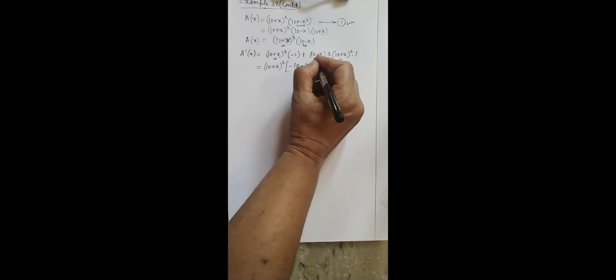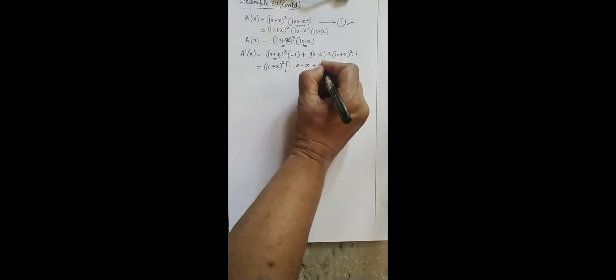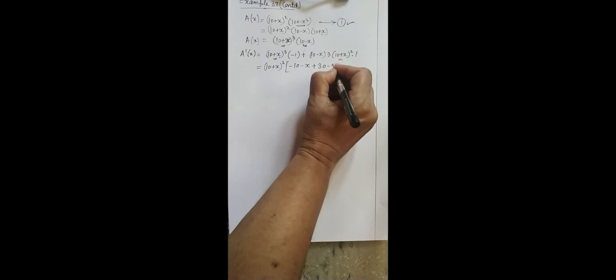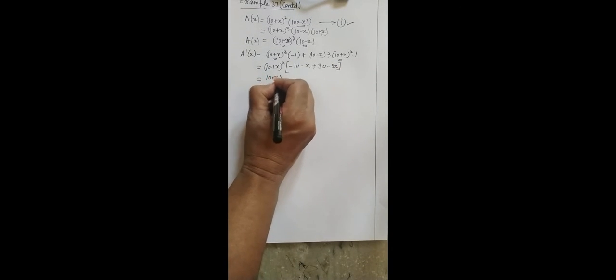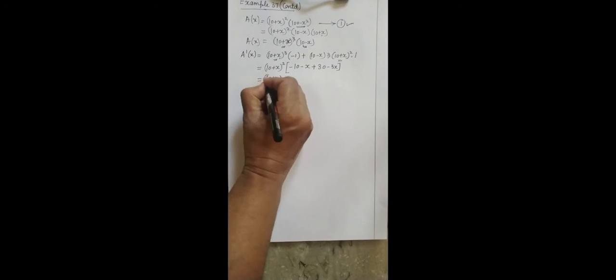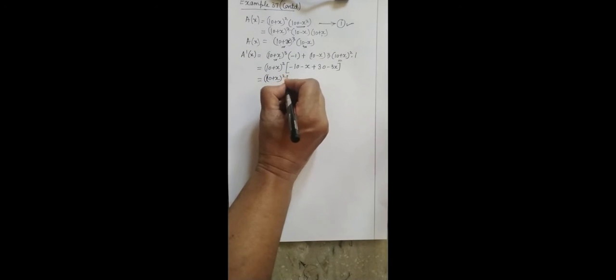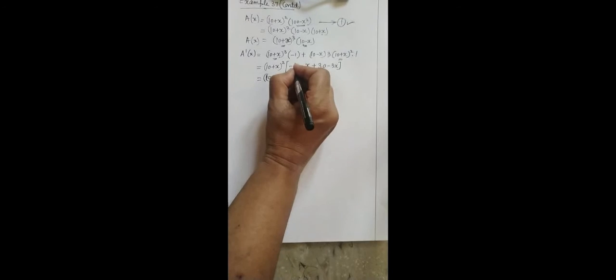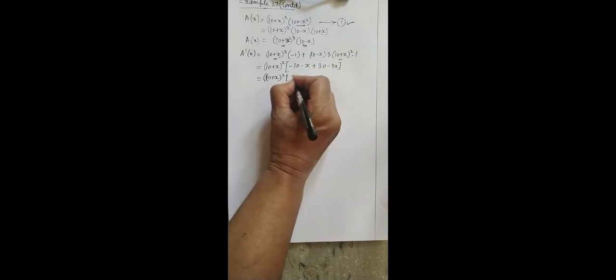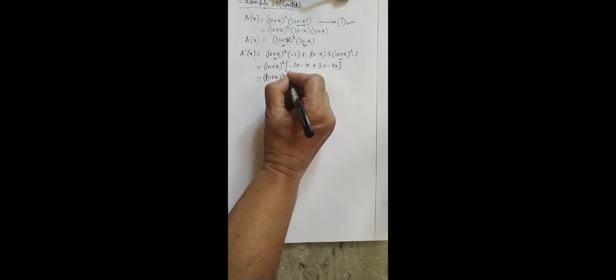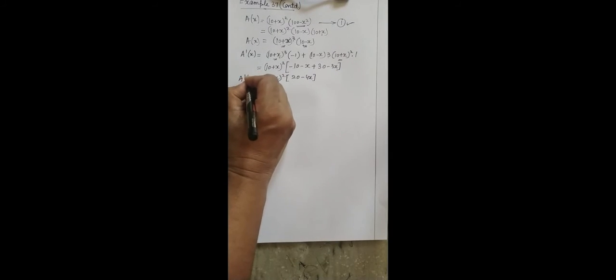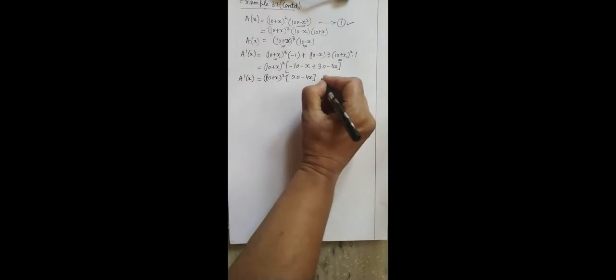So we are left with 10 minus x into 3, which is 30 minus 3x. So I will be getting 10 plus x whole square into 30 minus 10, which is 20, minus x minus 3x, which is 4x. So now this is my first derivative. I mark this as result number 2.